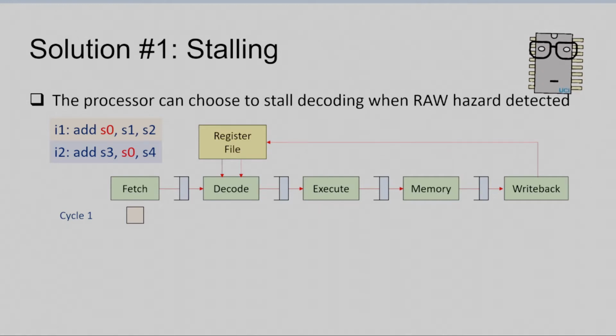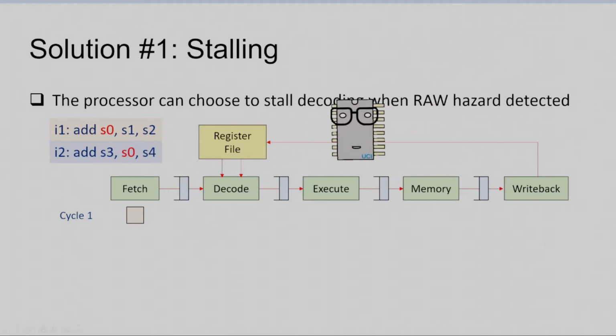So how do we solve this problem of having read after write hazards? Maybe one of the most obvious solutions to this is stalling the pipeline, called stalling. The processor can choose to stall the decoding stage, to stall instruction 2 from reading the values from the register file when the processor detects a read after write hazard. So let's see how we can implement stalling in this pipeline.